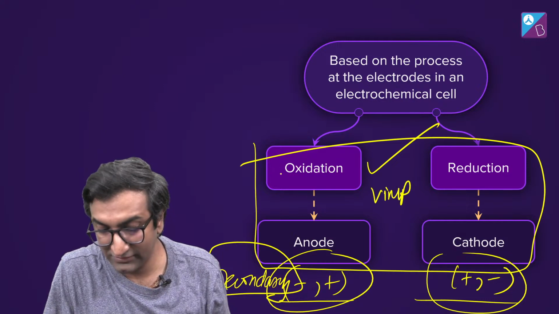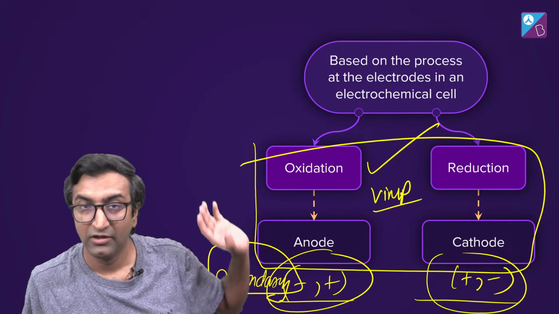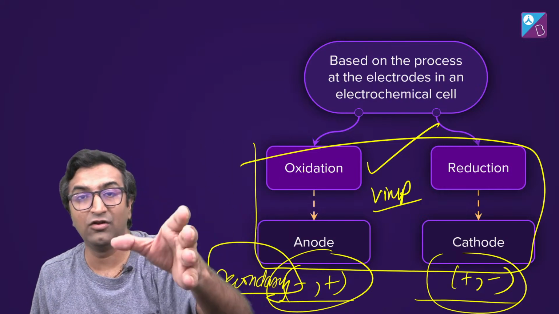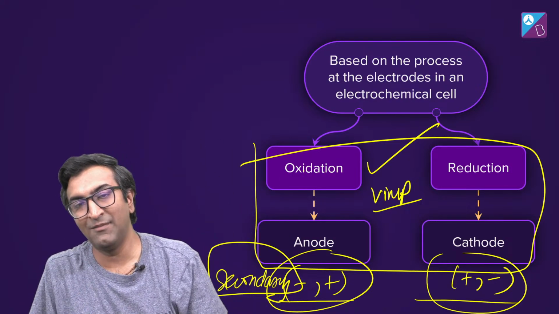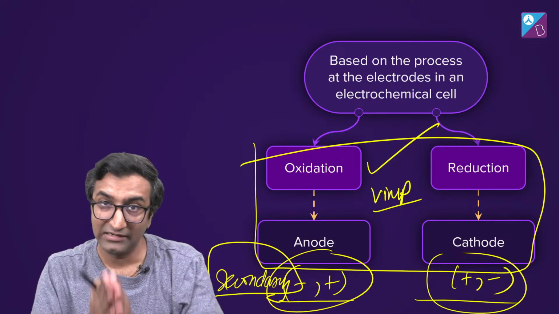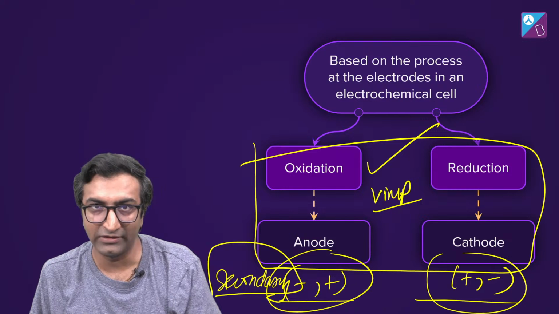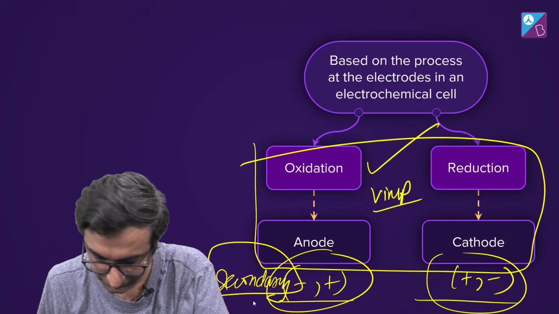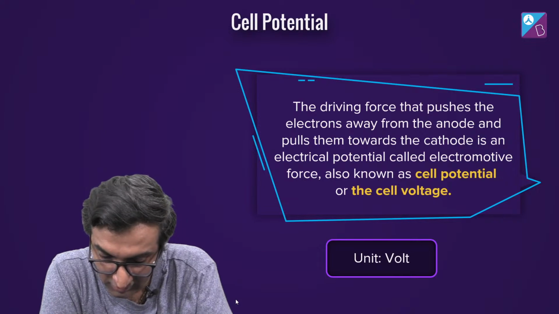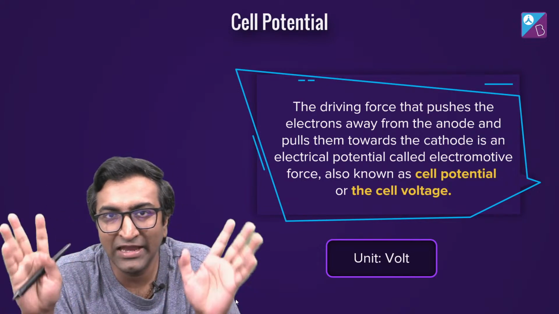Oxidation always happens at the anode, reduction always happens at the cathode, irrespective of what kind of cell, whether you have a galvanic cell or an electrolytic cell, this is always the case. But in a galvanic cell and an electrolytic cell, the signs of cathode and anode will change. We'll look at that later on. Okay, great.